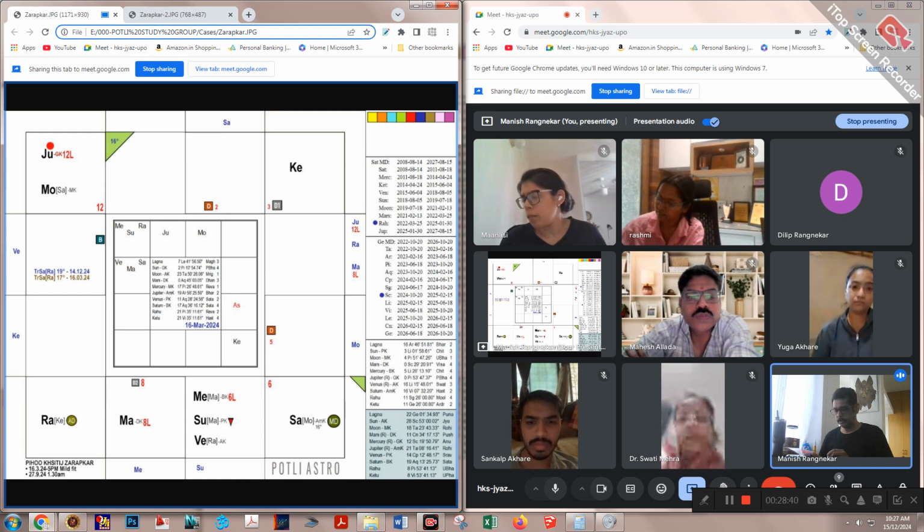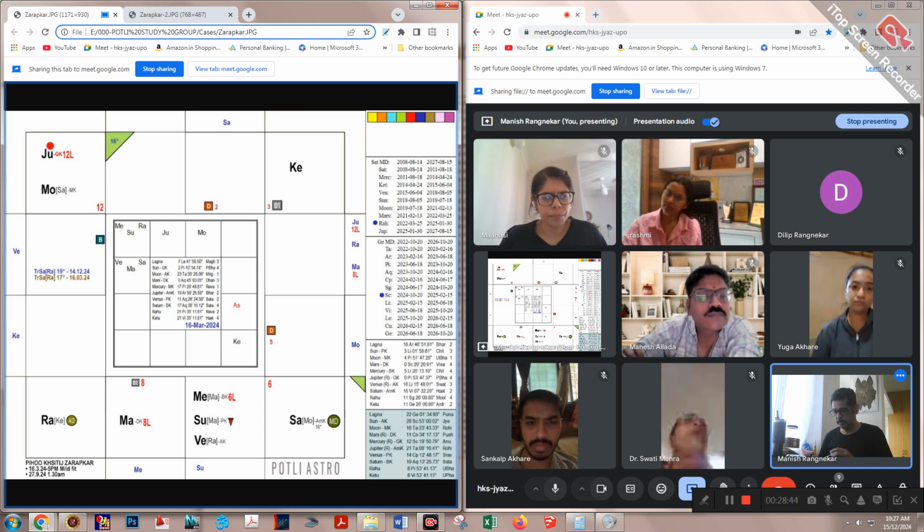You have to see the Gochar also. We are not considering the Gochar. Please consider the Gochar and see. The middle chart which I put is the Gochar at that time of 16th March when she first had that issue.